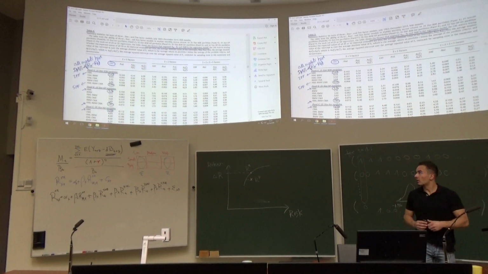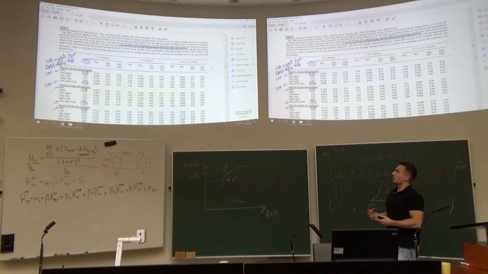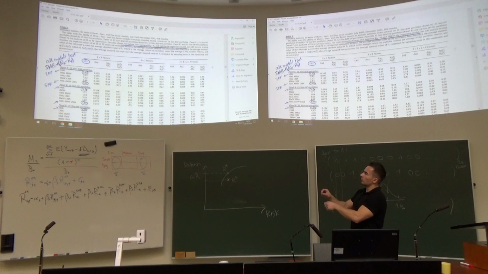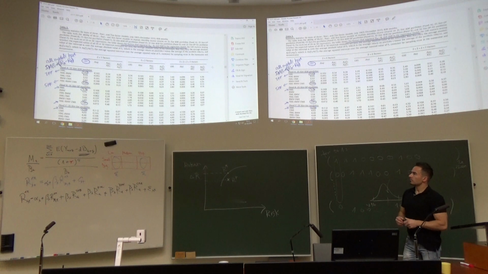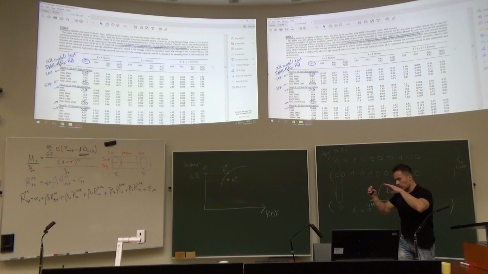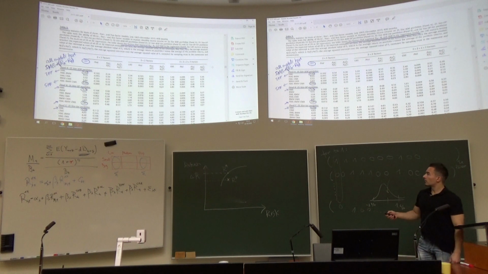That's the problem. So in panel B, they exchange the test assets. They use the same stocks, 25,000 stocks. But this time they sort the stocks into 25 portfolios sorted by size and operating profitability. Again, in each portfolio we have about 1,000 stocks, something like that.